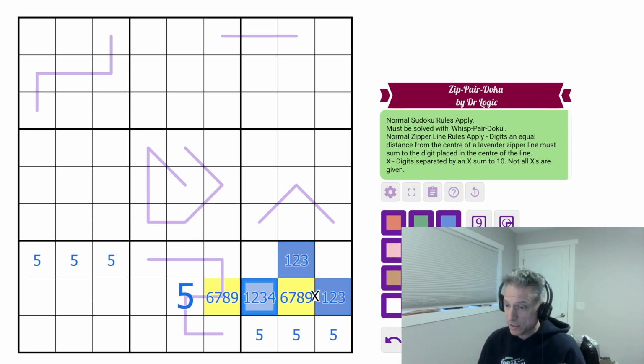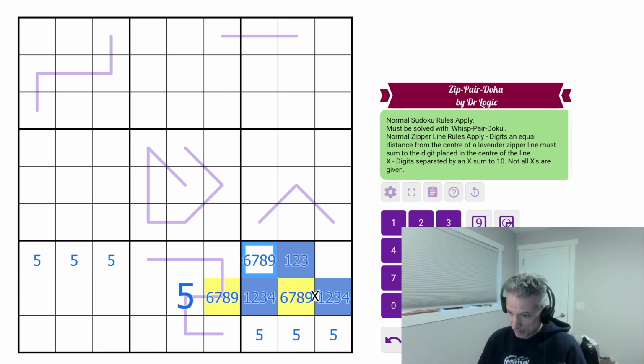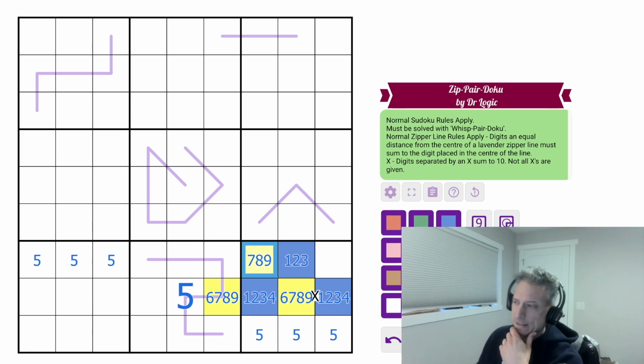So cell 1 would be 7, 8, 9. Oh, sorry, in box 9, cell 1 is 7, 8, 9. Cell 2 is 1, 2, 3. Then if we jump down to cell 4, 4 is 1, 2, 3, 4. 5 is 6, 7, 8, 9. And 6 is 1, 2, 3, 4.